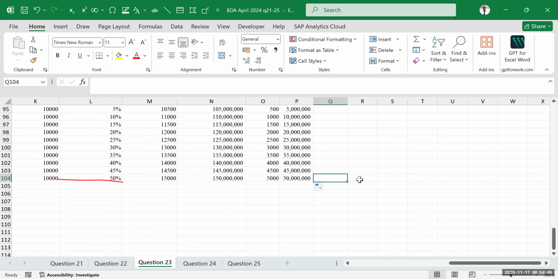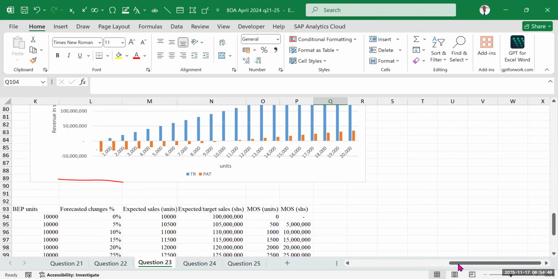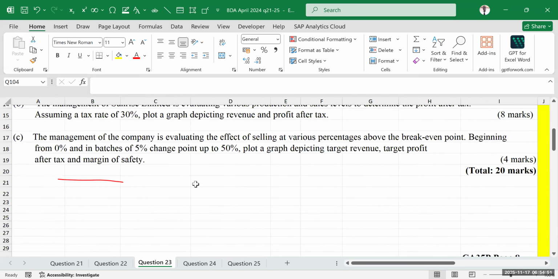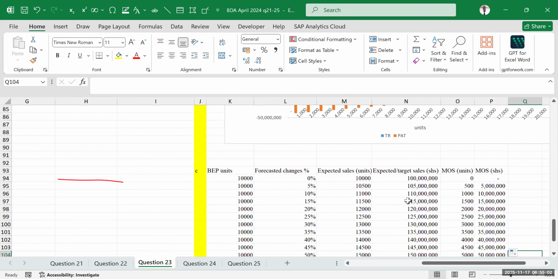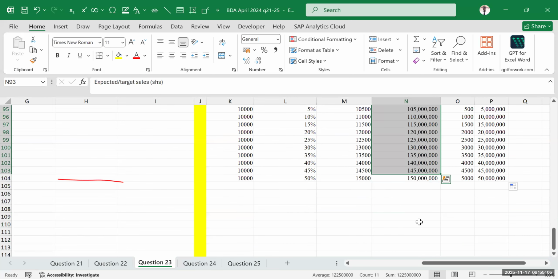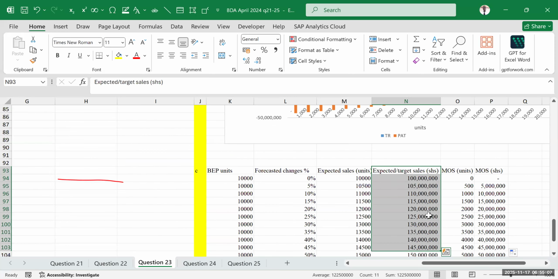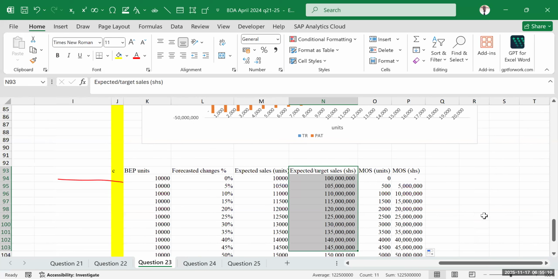So up to that point, remember, we are looking at expected effect on the profit after tax. That was the question here. We are supposed to plot a graph which shows target profit after tax. So we already have target revenue. How do we get profit? We compare revenue and cost, right? That is the first thing that we did. So what we do here now, because we already have target revenue, why don't we bring on board the total cost? We compare the total cost with the target revenue, we see our target profit after tax.